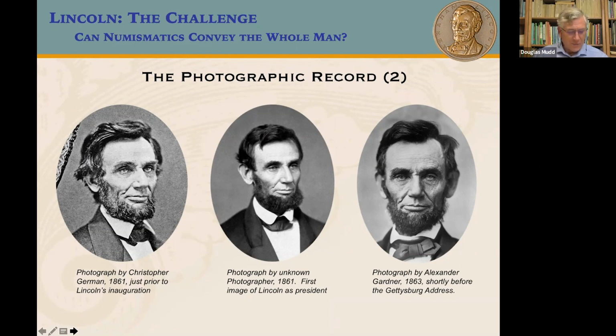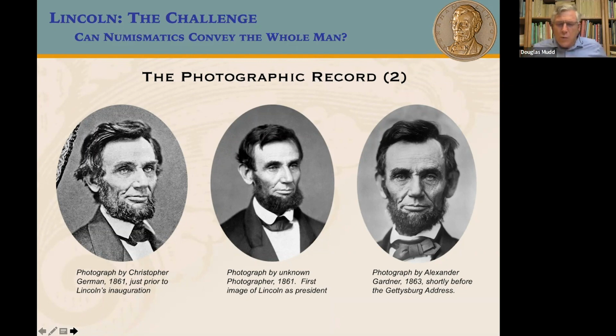Yet there was always something about him that made him stand out, and it's evident in these photos as we move forward. So here are the images that reflect him with his beard. You can see that he changes over time from the initial images. His face is always different. There's age that appears in here, but there's also expression.